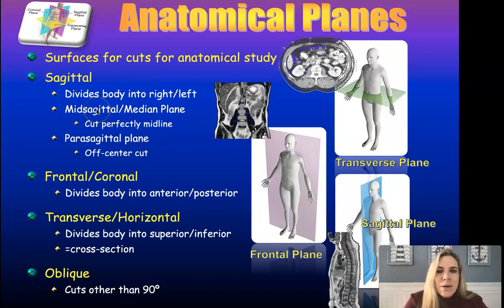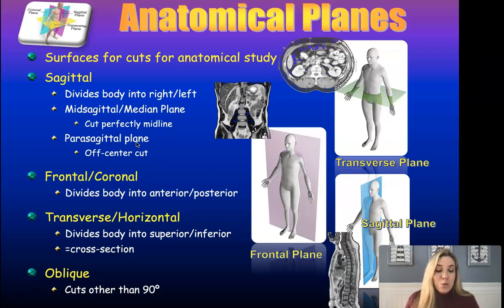And sometimes you can also have another term. If you're cutting it exactly straight down along the midline, that's called a mid-sagittal plane or a median plane, because median refers to middle. But that's only if it's cut perfectly down the center. If it's a little to the left or a little to the right, it then becomes a parasagittal plane. So it's where the cut is not center, it's slightly off center. Okay, so that would be parasagittal.